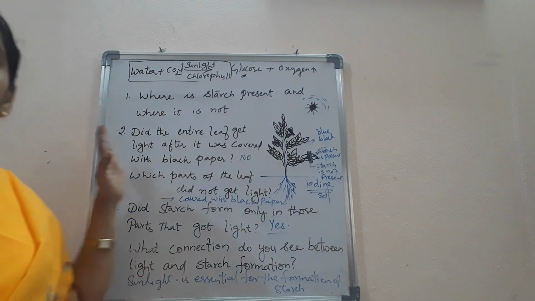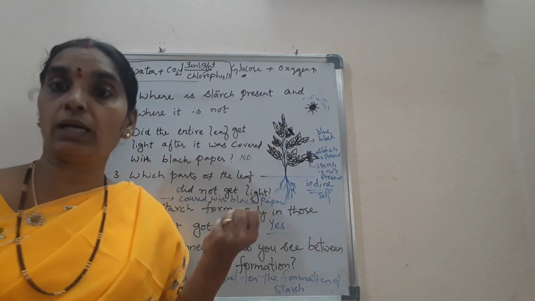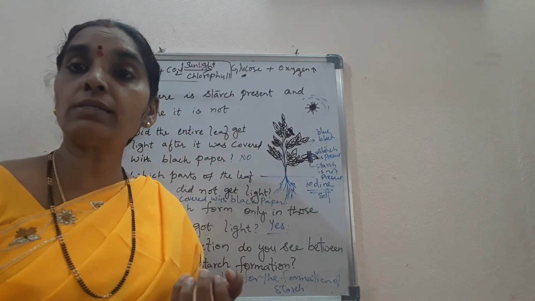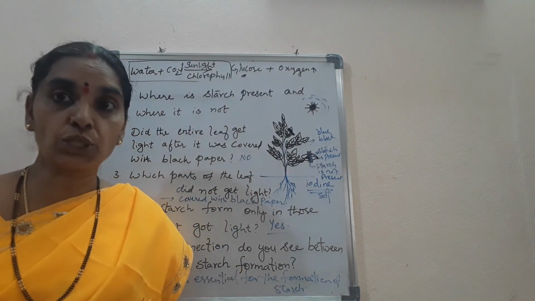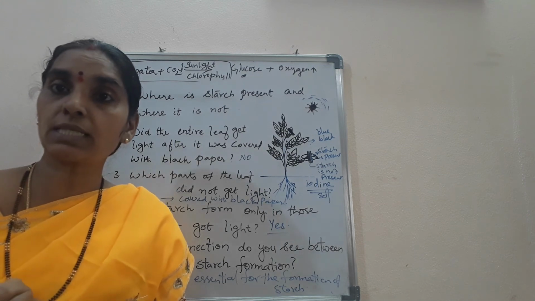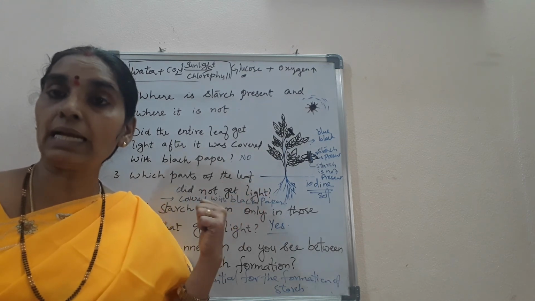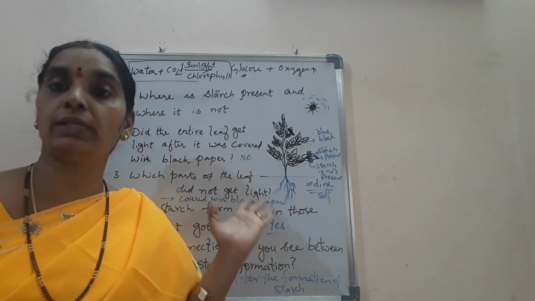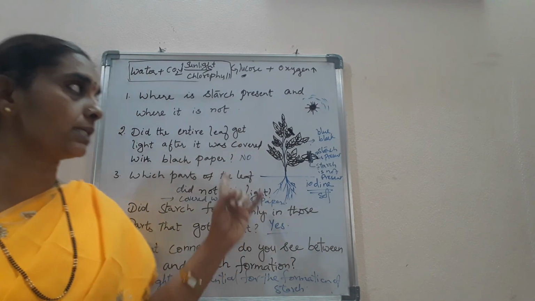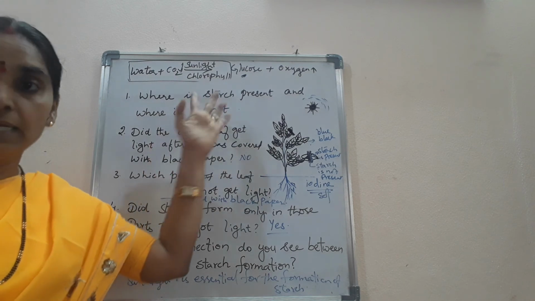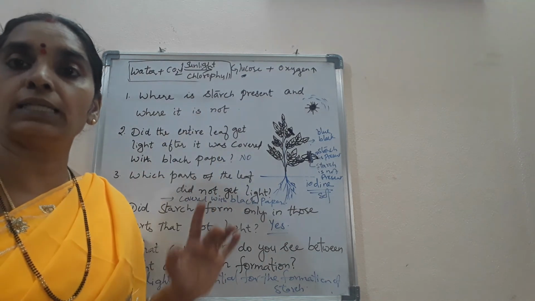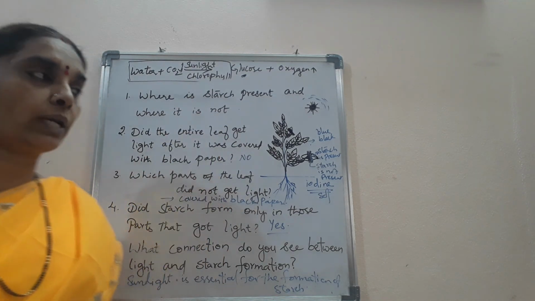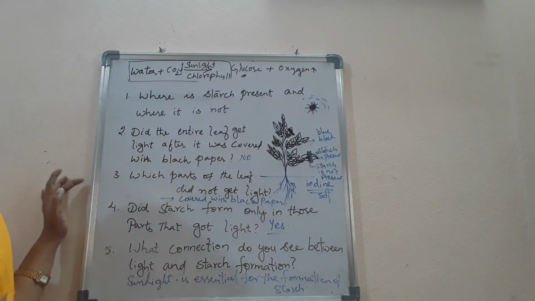From these questions you can get the idea of the importance of sunlight for the preparation of food. So in the photosynthesis process, sunlight is very much essential, isn't it? So for the preparation of food, plants require sunlight to prepare starch. That is clear through this experiment for you. Okay children, you note down these answers in your notes.